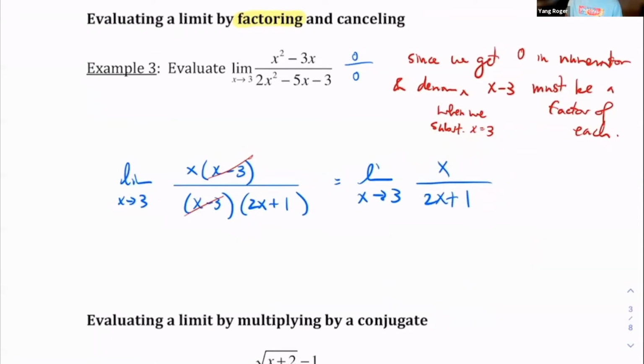So what happened is we eliminated the 0 in the denominator. So now I can use direct substitution, right? So then when I plug in the 3, what am I going to get? I'm going to get 3/7. And that's going to be my answer. Make sense? Good.